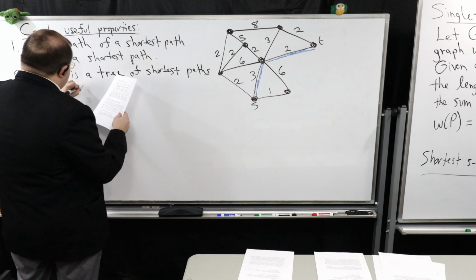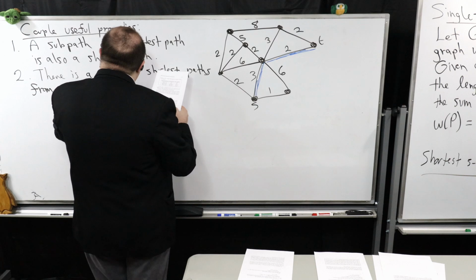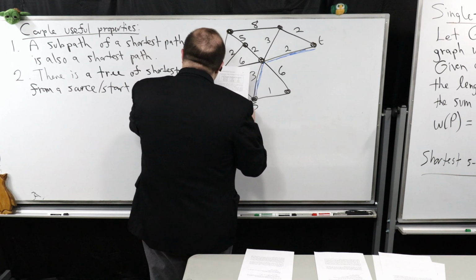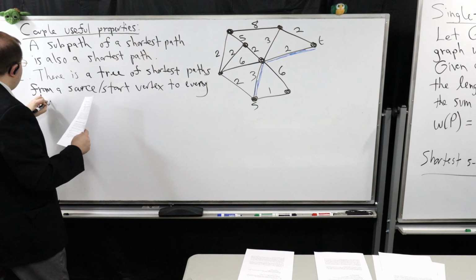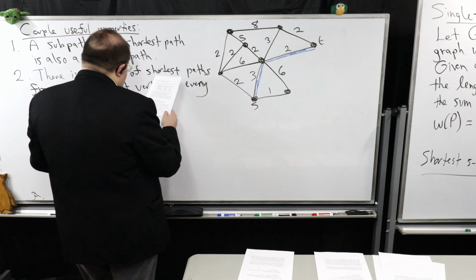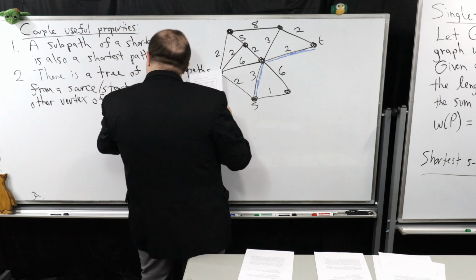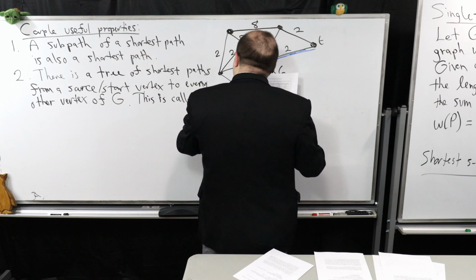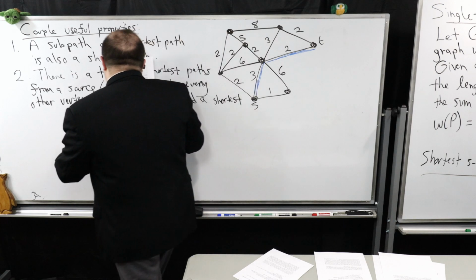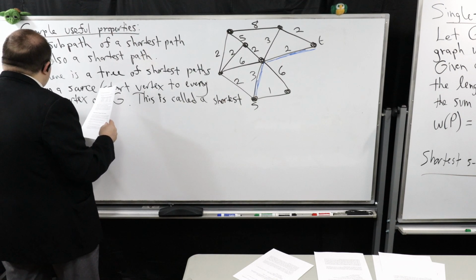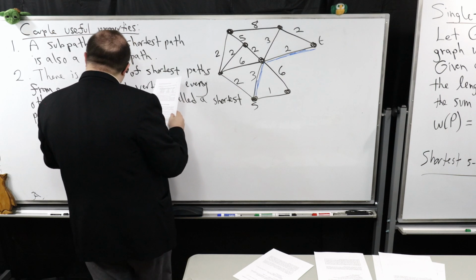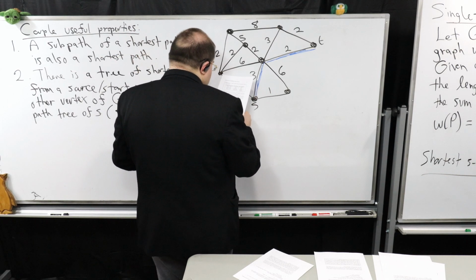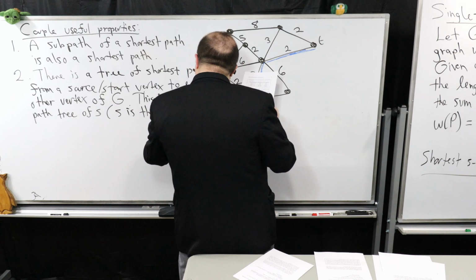from a source or start vertex to every other vertex of G. This is called a shortest path tree of S. And I must stress that S is the root.